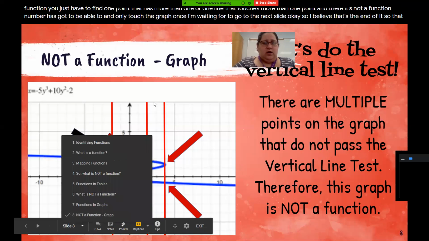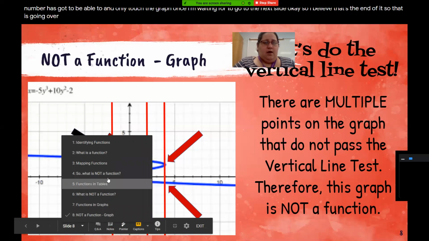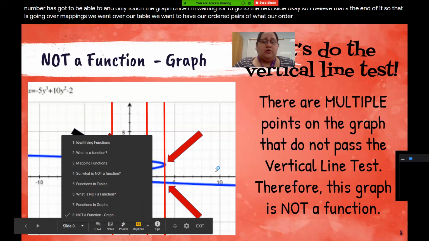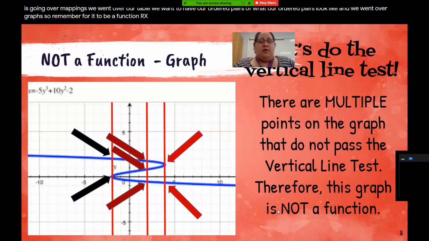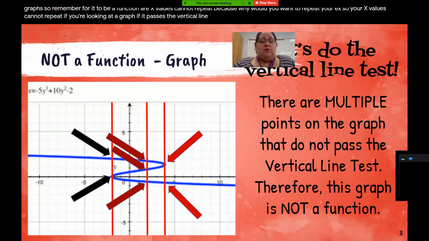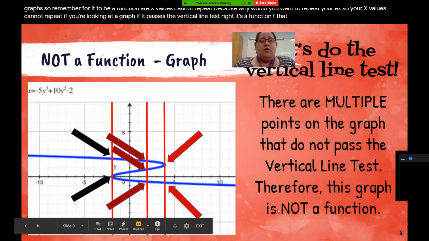So that is going over mappings. We went over our table. We went over our ordered pairs and what our ordered pairs look like. And we went over graphs. So remember, for it to be a function, our x values cannot repeat. Because why would you want to repeat your x? If you're looking at a graph, if it passes the vertical line test, great, it's a function. If at any point on the graph, it touches more than once, it is not a function.